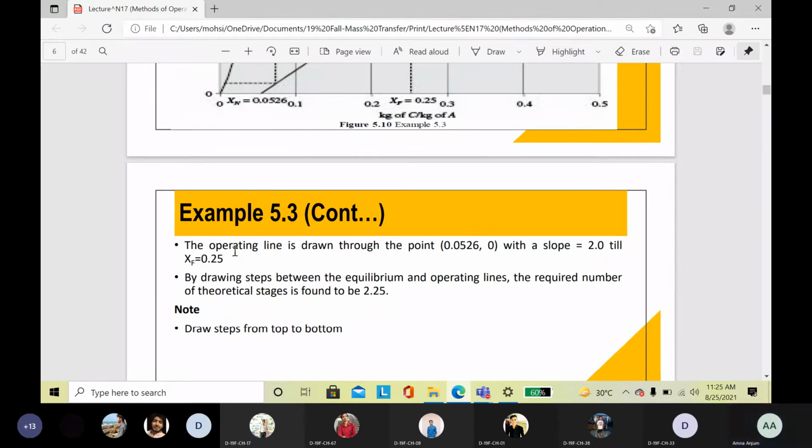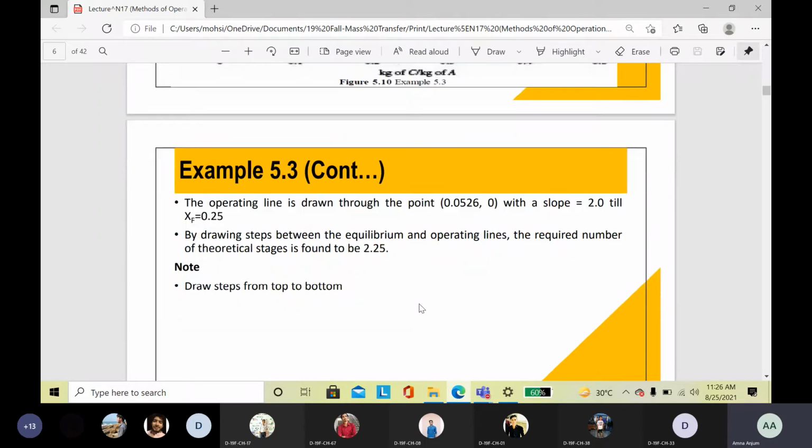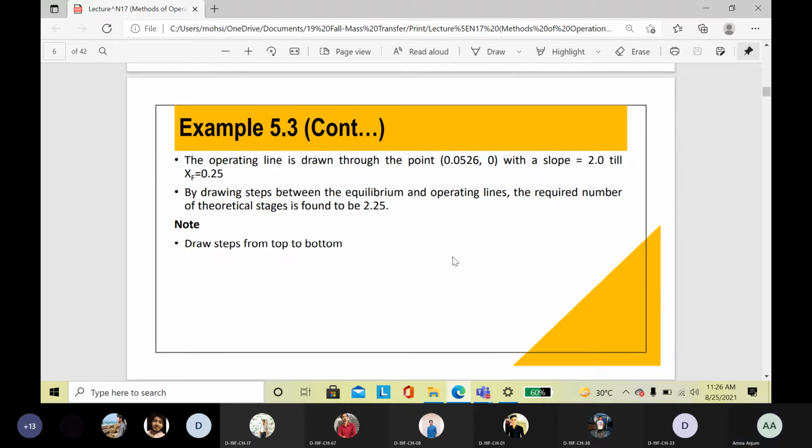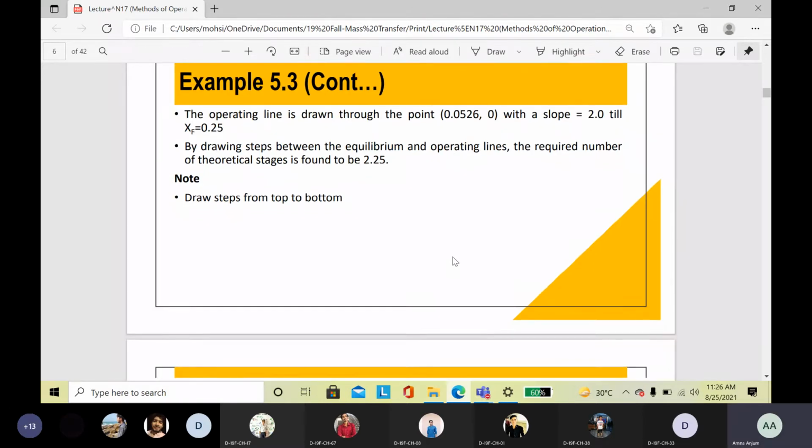So the operating line is drawn through the point 0.0526 with a slope of 2 up to 0.25, as I told you. By drawing the steps between the equilibrium and operating lines, the required number of theoretical stages is found to be 2.25. And we should always draw steps from the top to bottom for accuracy.